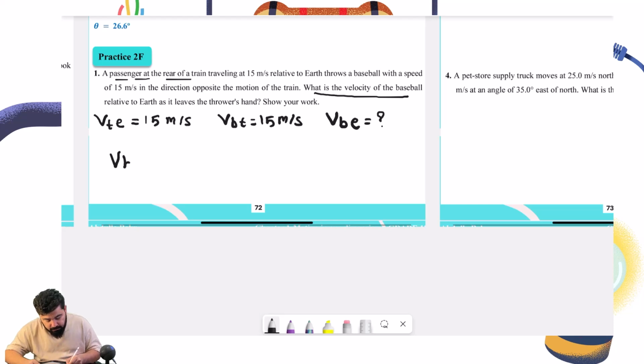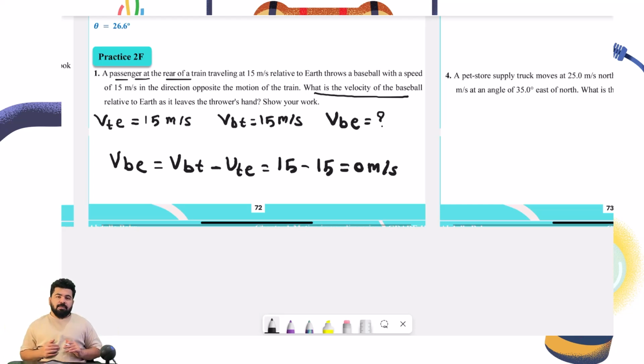We're going to say the velocity of the ball relative to the Earth is equal to the velocity of the ball relative to the train subtracted by the velocity of the train relative to the Earth. 15 minus 15, the velocity of the ball is 0 meters per second. So guys, you basically have a train which goes at a speed of 15 meters per second. If you throw a ball at the same speed, but in the opposite direction, what is the speed of the ball relative to the Earth? Of course, it's 0. Why? Because both the train and the ball are moving at the same speed.